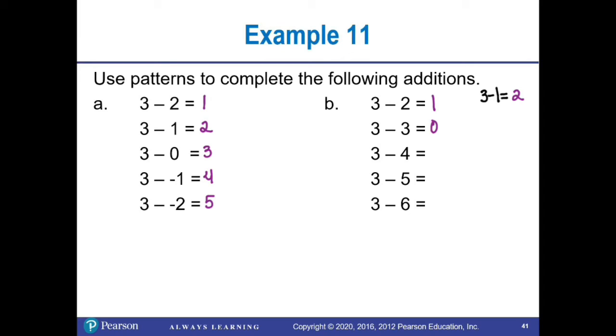So 3 minus 4 would be -1. 3 minus 5 would be -2. And 3 minus 6 would be -3. Some children will understand subtraction better using a pattern.